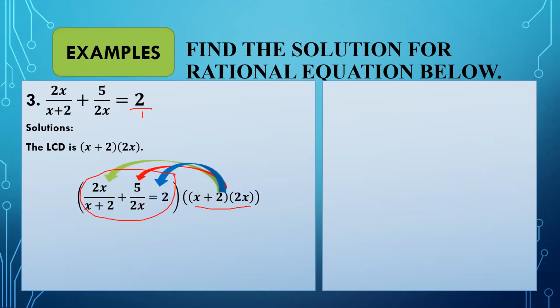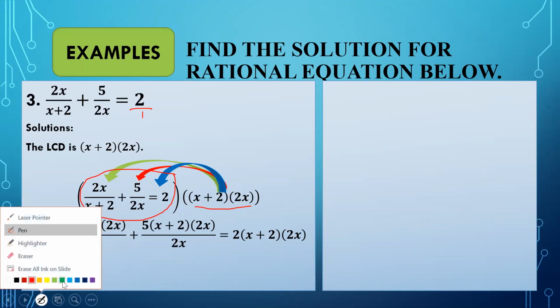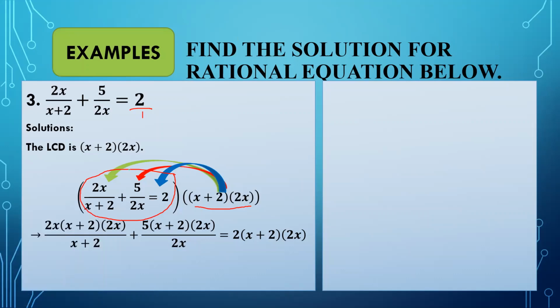So again, we distribute the LCD to the given equation. So we have this one, the green one. The green arrow yields 2x. Why 2x? We just copied this one, 2x, and times x plus 2 times 2x. So we copy this one.